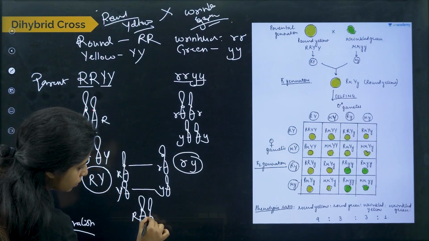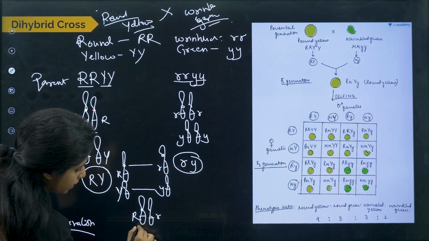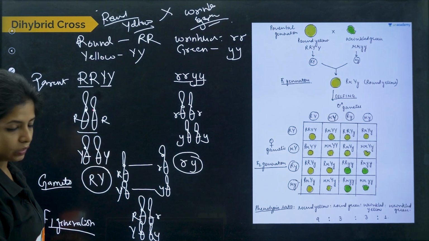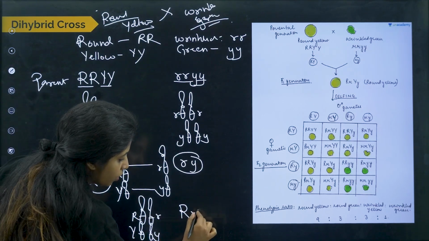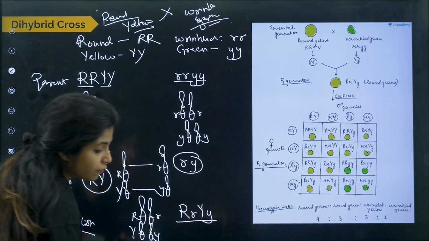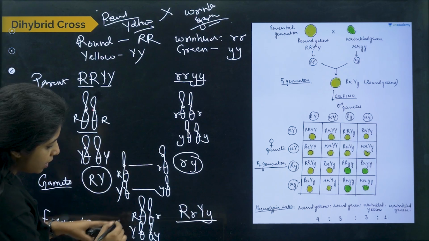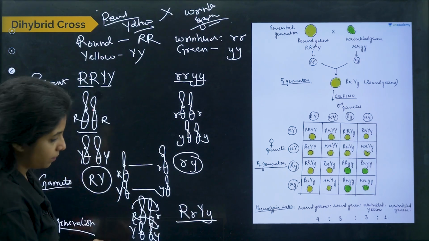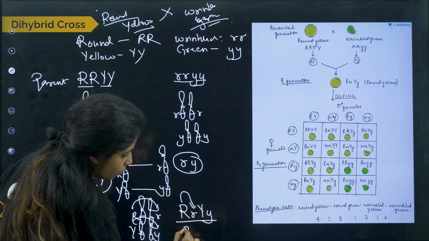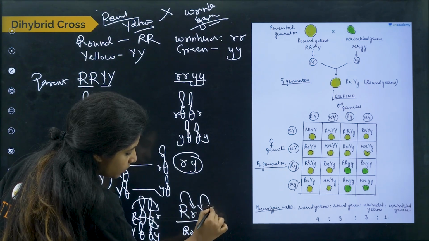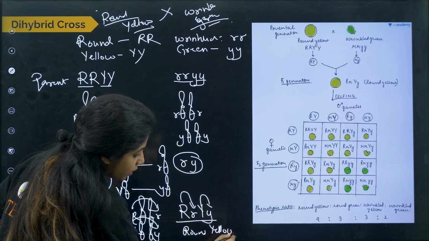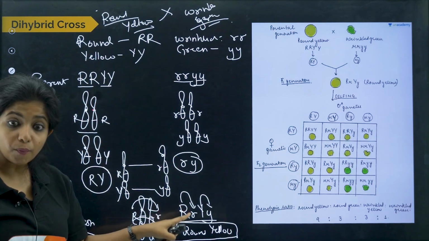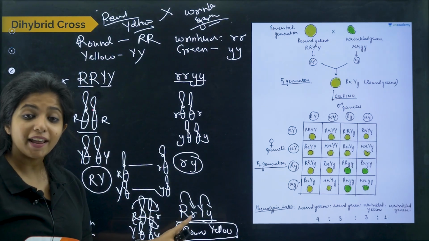Capital R, small r. Capital Y, small y. So can I write capital R, small r, capital Y, small y? This is the F1 generation. How do they look? This capital R is dominant over this small r, capital Y is dominant over this small y, right? So this will be round and this will be yellow. So in F1 generation, all of them show the dominant parent's character, that is round and yellow.